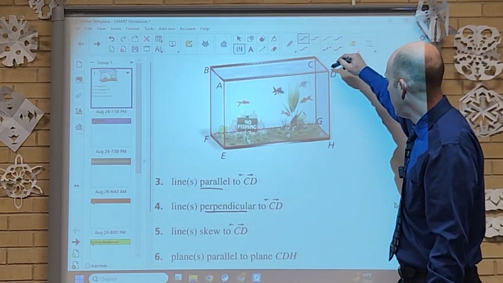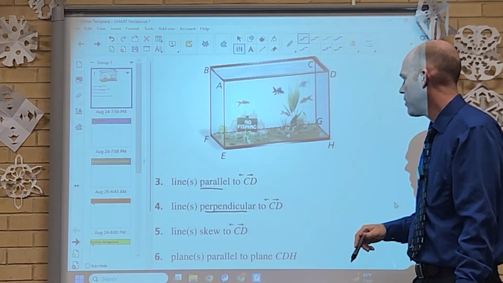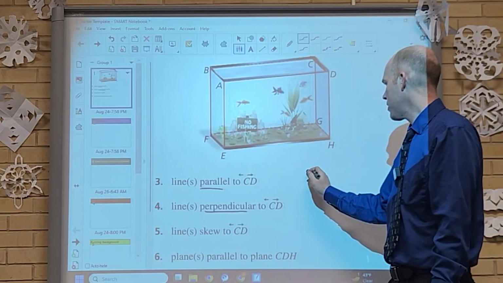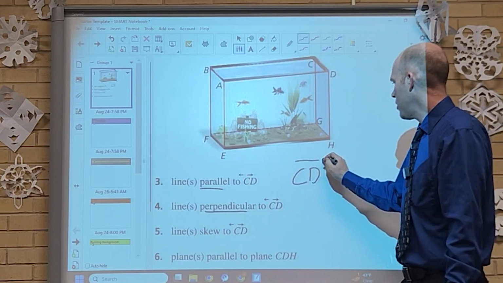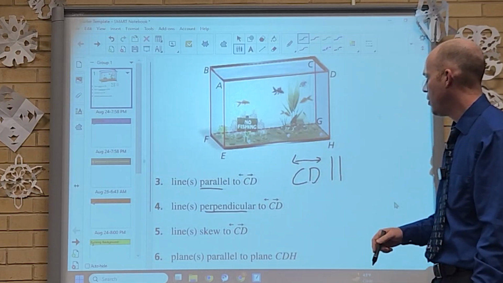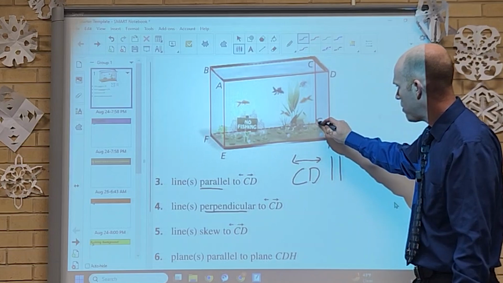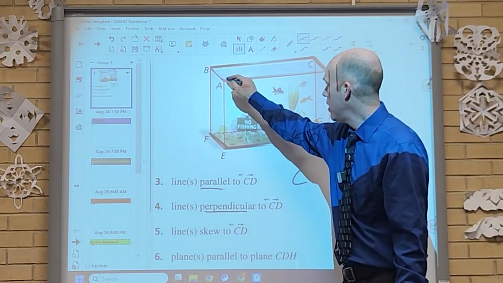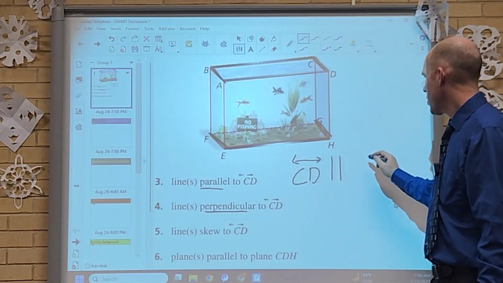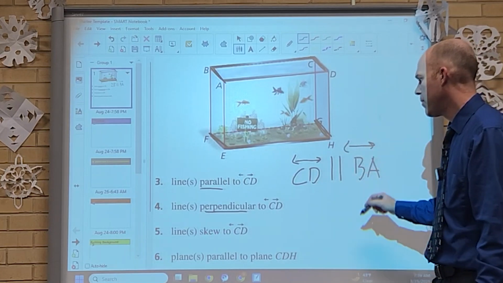All right, so CD is the line that connects these 2 points up at the top right of the fish tank. If I want a line parallel to CD, I'm going to use the notation right here with these 2 vertical lines that says CD is parallel to. We have a few different choices on this one. GH right here is parallel, FE is parallel, BA is parallel. So I'm just going to pick one of those, say BA is parallel to CD.